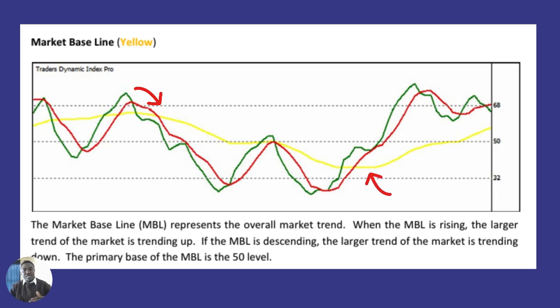Right, so it is said again that when the yellow moving average is trending above the level 50, it is an uptrend. If it's trending below level 50, it is a downtrend, and then you pick only sell or only buy based on what the trend is.